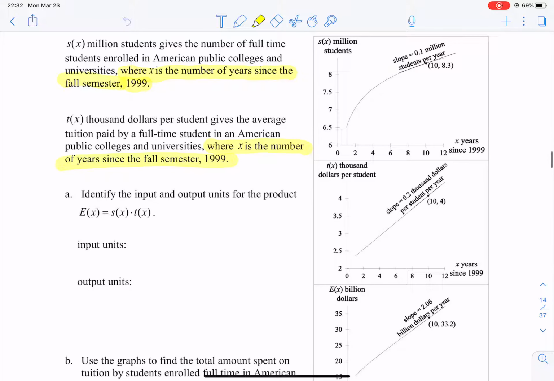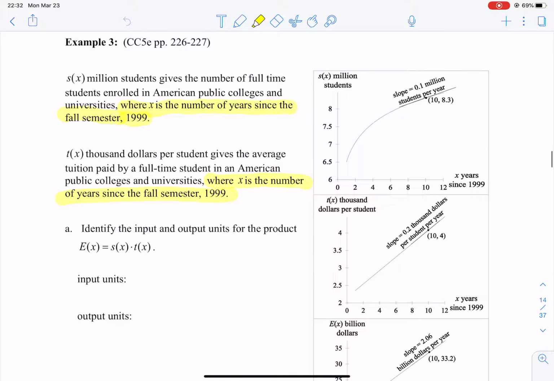Next, what about the output unit of t of x? By the way, the first one is the input unit, and s of x, this is the output unit for s of x. Next, this is $1,000 per student. This is the output unit for t of x. This one gives the average tuition. So we know s of x is the number of students, and t of x is the average tuition paid by each student.